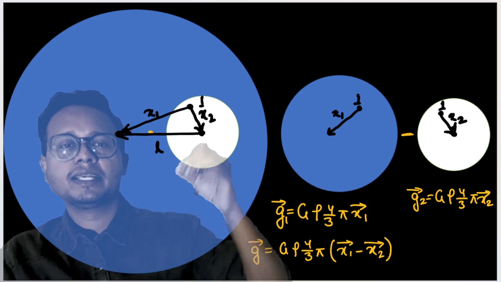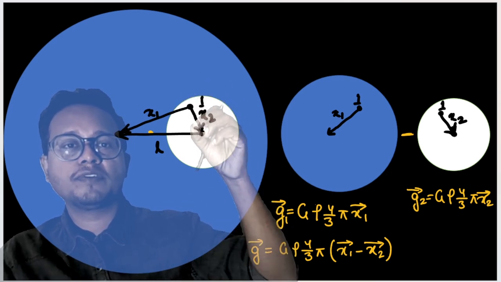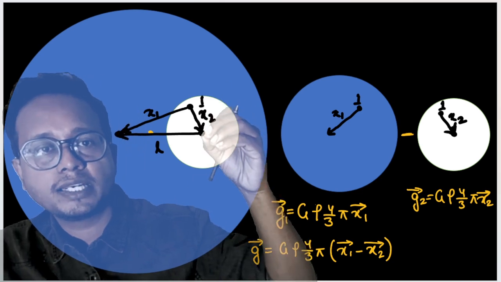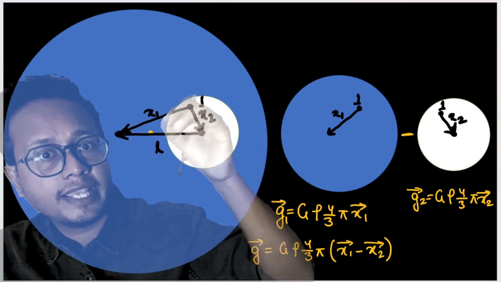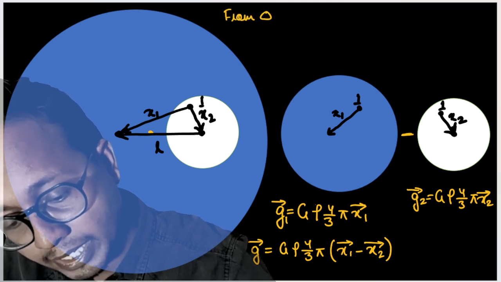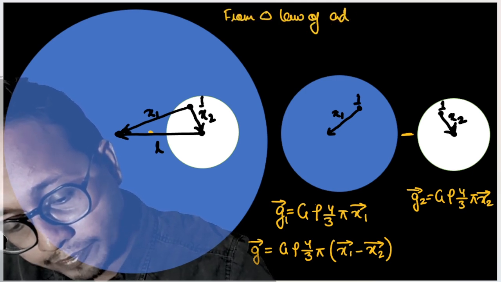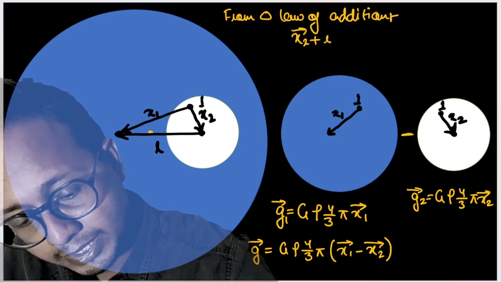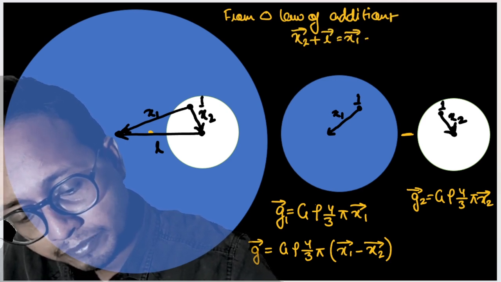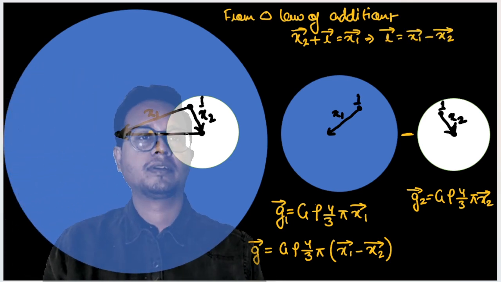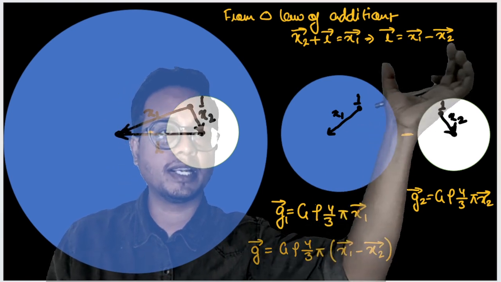Now if you observe carefully, x1 vector minus x2 vector is what? L vector, no? See, can I apply the triangle law of addition out here? X2 vector plus L is equal to x1 vector, isn't it? From the triangle law of addition, can I say x2 vector plus L vector is equal to x1 vector? Or simply, can I say L vector is equal to x1 vector minus x2 vector?